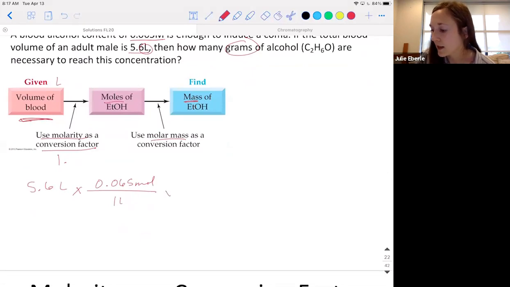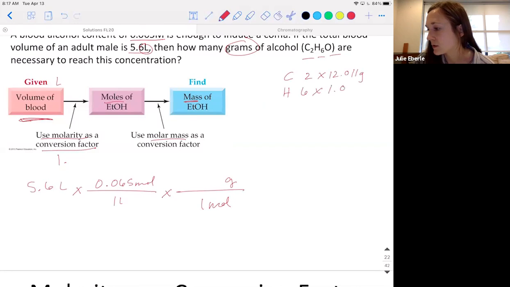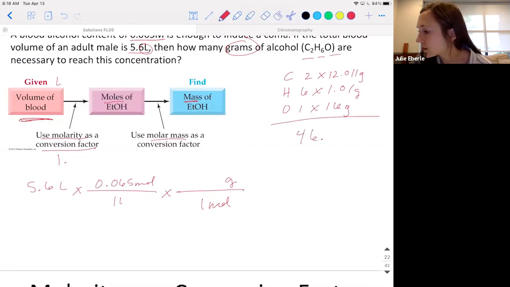All right, then the last thing we're going to do is convert to grams. So we need to know for every 1 mole of ethanol, how many grams is it? Okay, so we've got 2 carbons, 6 hydrogens, and an oxygen. We know carbon is 12.011. We know hydrogen, there are 6 of them, times 1.01. Oxygen, 1 times 16. When you add all that up, 24 plus 6 is 30, and 16, you should get 46.021.